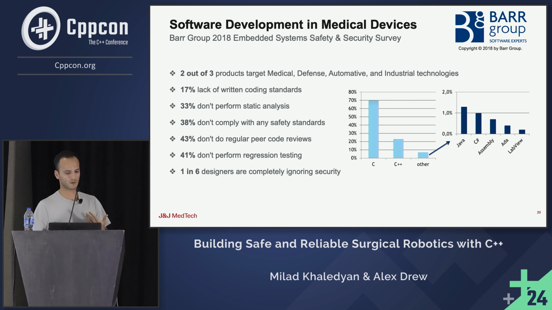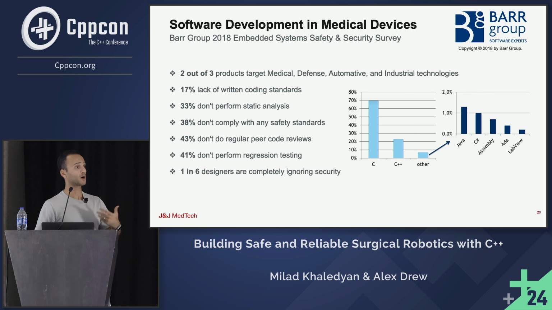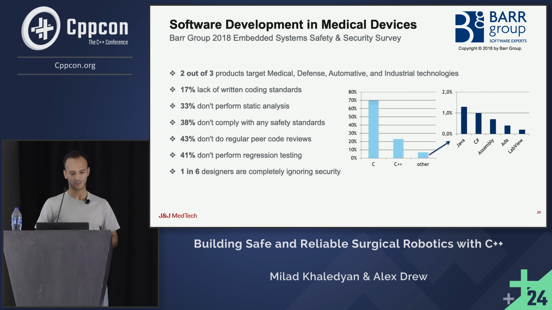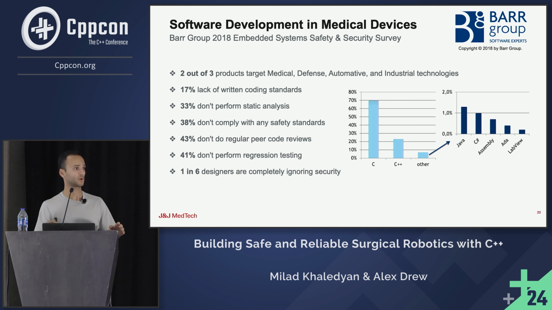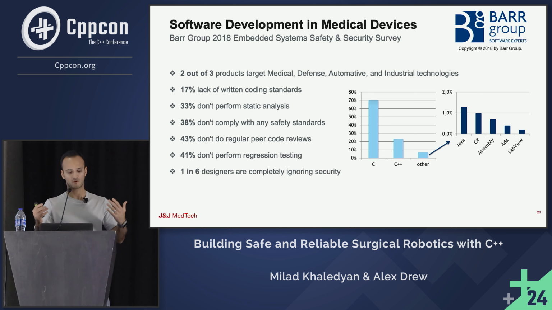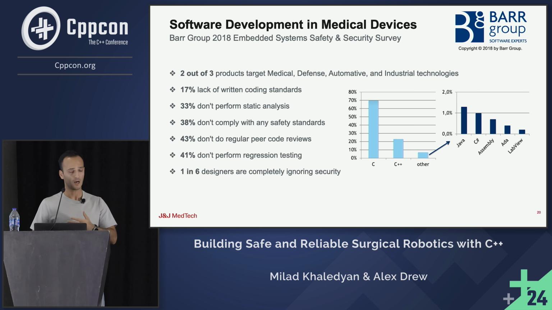The results, although they may not be completely correct for every single company, were a little bit alarming to me. For example, 41% don't perform regression testing. One in six designers in those companies were completely ignoring security by design. 33% don't perform static analysis, and 43% don't even do code reviews, which are things that are right now considered basic. Those things are extremely alarming for safety critical and embedded systems, whether it's the defense industry, medical, automotive, or industrial technologies.